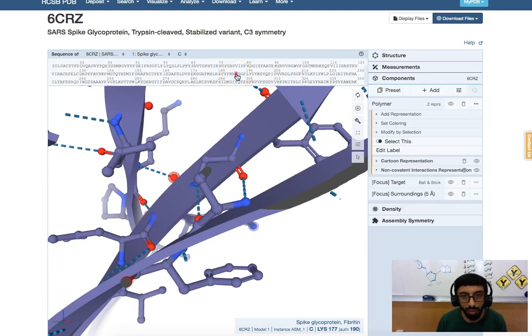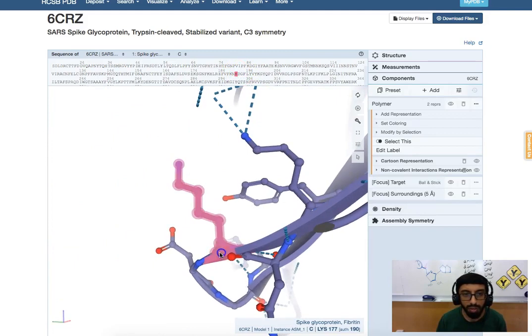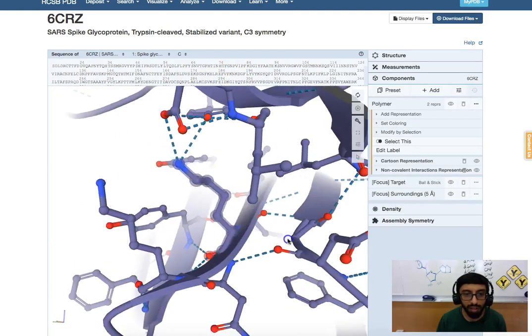Okay, so let's look for a hydrophobic cluster, so a hydrophobic group. So hydrophobic is going to be nonpolars. Let's see what I got here.